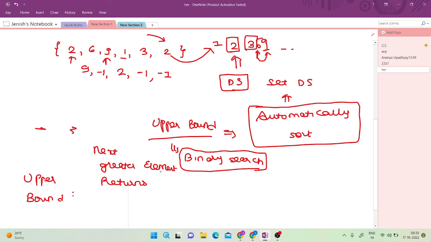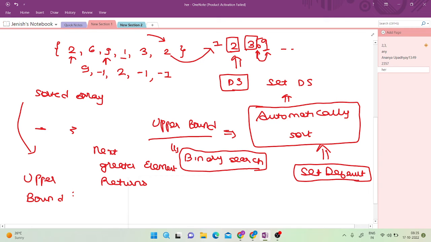Okay, so in a sorted array, we can apply upper bound and lower bound, and binary search only on sorted arrays or sorted data structures, right? And I know that my set is automatically sorted. Set is by default sorted, meaning whenever you insert, it would sort in ascending order only, unless you specify descending order, correct? So this is probably the approach to solve this problem.